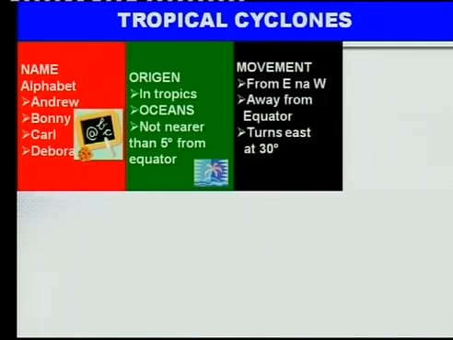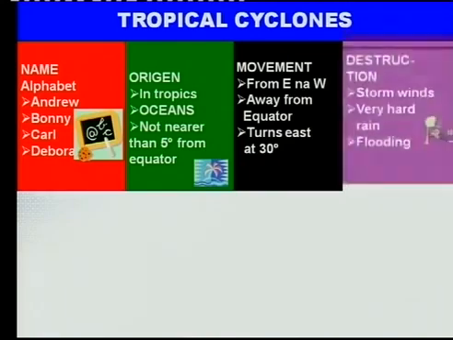I see a question has come through again regarding the movement of the tropical cyclone, from somebody who didn't understand how they move. Let's just have a look at it. Remember, there are 3 things that you must remember regarding the movement of tropical cyclones. They move from east to west, they move away from the equator, and they turn east at 30 degrees. Those are the 3 important things that you must remember when we do the movement of the tropical cyclones.